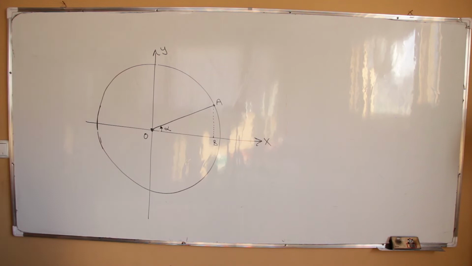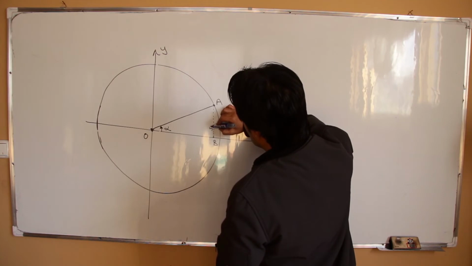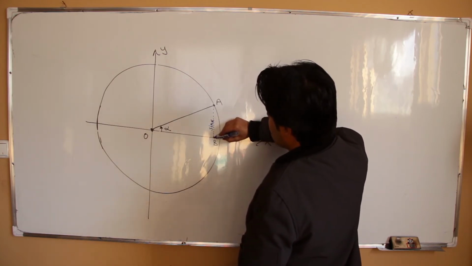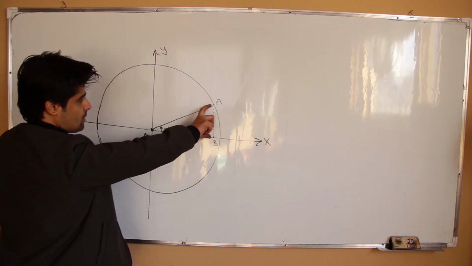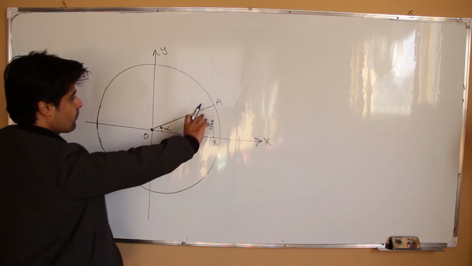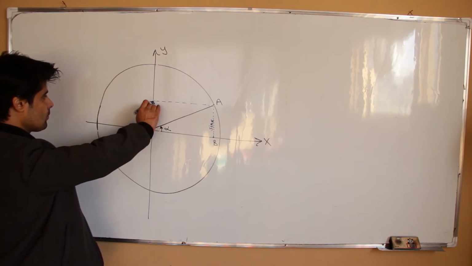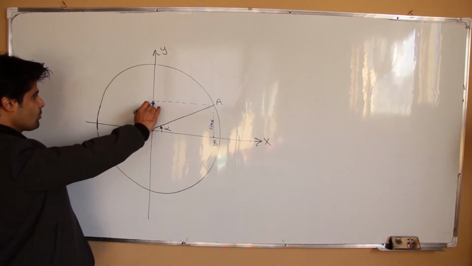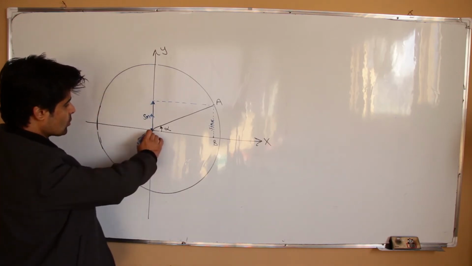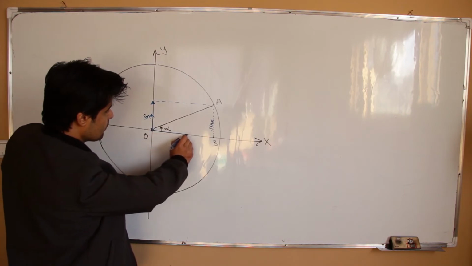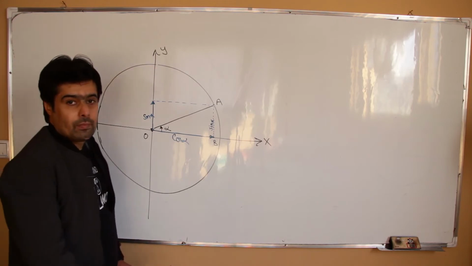Now, what is the value of sine? You know, this is the value of sine, from B up to A. Also, I can draw this line here. They are the same. From O up to this part. This is called the value of sine. What's the value of cosine? The value of cosine from O up to B. This is called the value of cosine. Am I right or not?